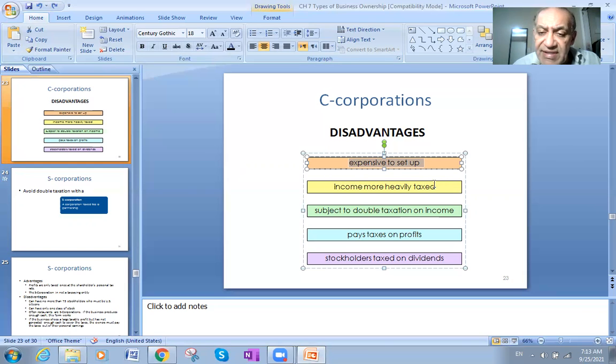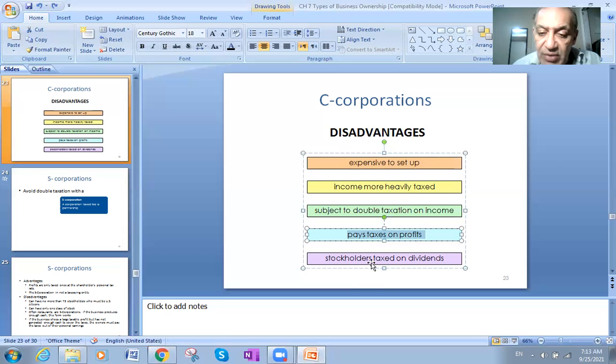Income more heavily taxed, yes, taxes are more here, subject to double taxation of income, because you will pay the corporate income tax here and you will pay the personal income tax as well. So you will have double taxation. Okay, it pays taxes on profits. Usually we say profits before tax, income before tax, then we deduct the tax, then we say the net profit. So yes, there are taxes imposed on the profits in the corporation.